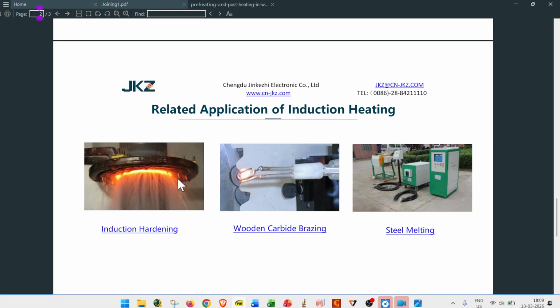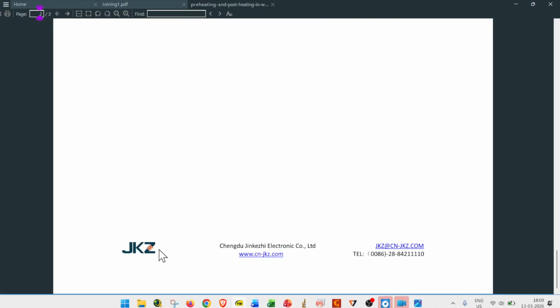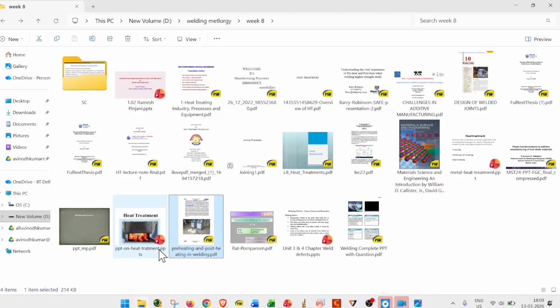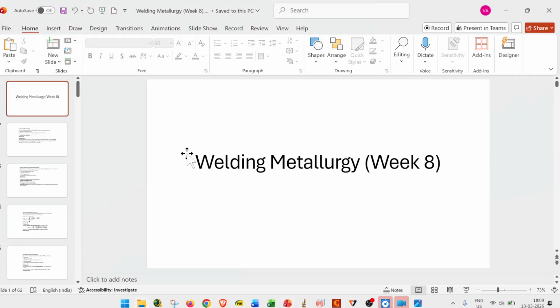So here is the example of how induction hardening is taking place. Sorry, induction hardening. This is where the heating one is? No, not here. Okay, just leave it. So let's go to the problem solving.